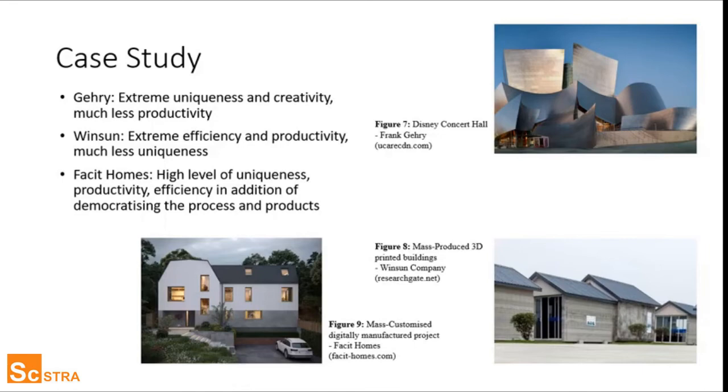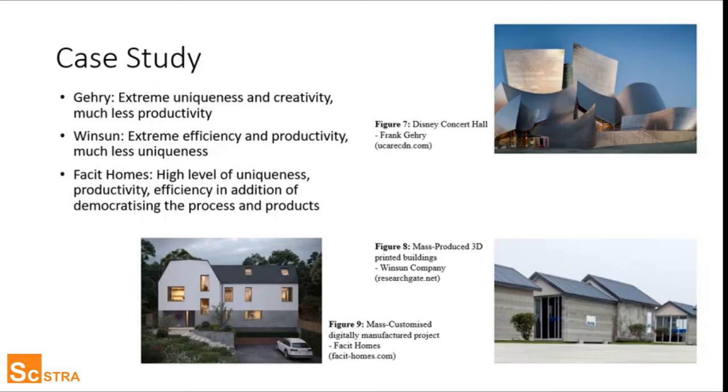In contrast with Gehry, there are groups like Winsun Company who concentrate on pure productivity of the process. They claim to mass produce 10 3D printed buildings in a single day by using recycled construction waste material. Their approach could work very well in many aspects, yet from customization and regional architecture point of view, it may cause adverse impacts on the built environment, similar to what happened during the mass production era.